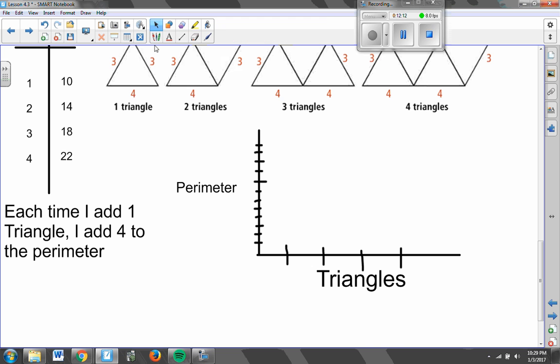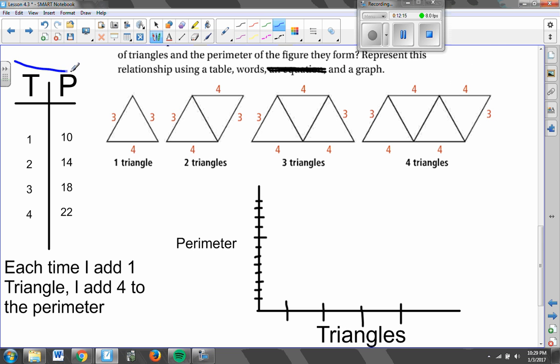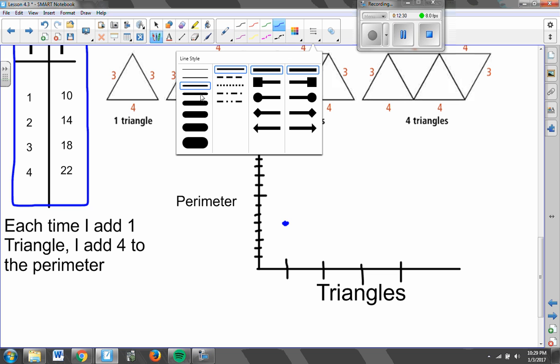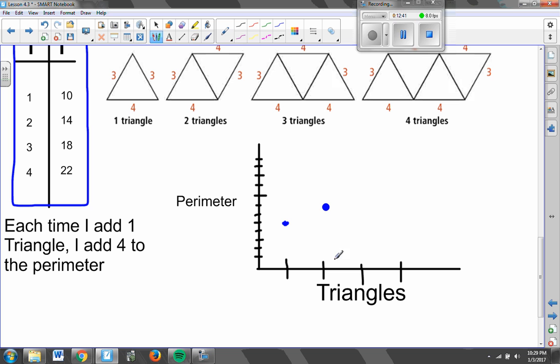Now I'll start plotting points from my table of values once again. From over here, I take my table of values and I start plotting points. One triangle means 10 perimeter. 2, 4, 6, 8, 10. Right about there. And then two triangles means 14 perimeter. 2, 4, 6, 8, 10, 12, 14. Right about there. 3 triangles means 18. 2, 4, 6, 8, 10, 12, 14, 16, 18. Out there. And then finally 22 for 4 triangles. So there's my graph.